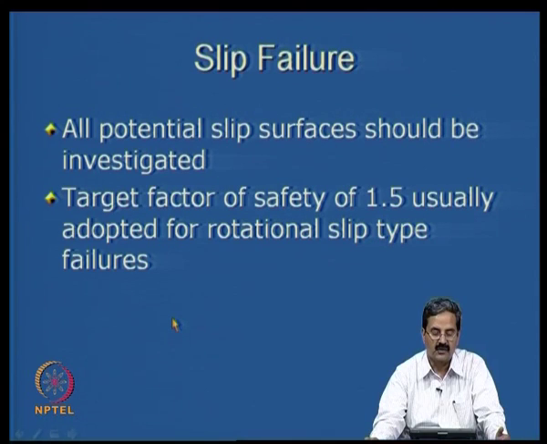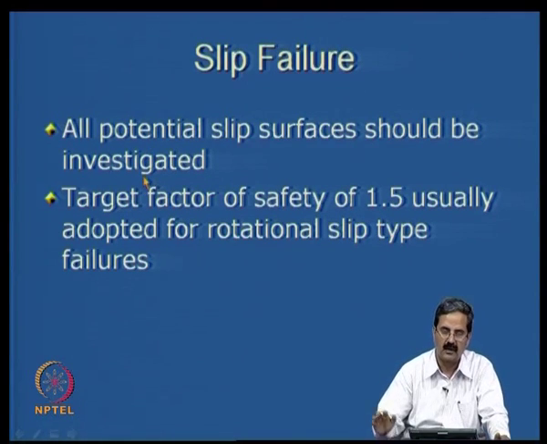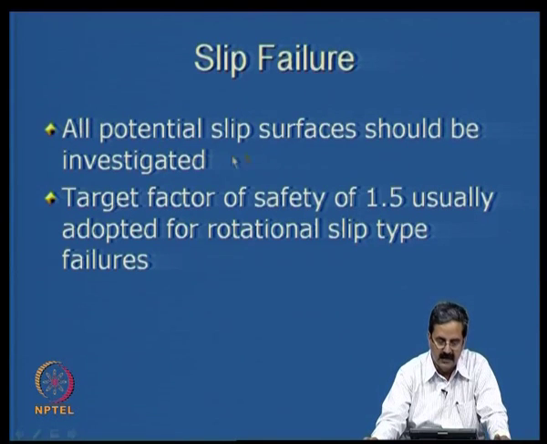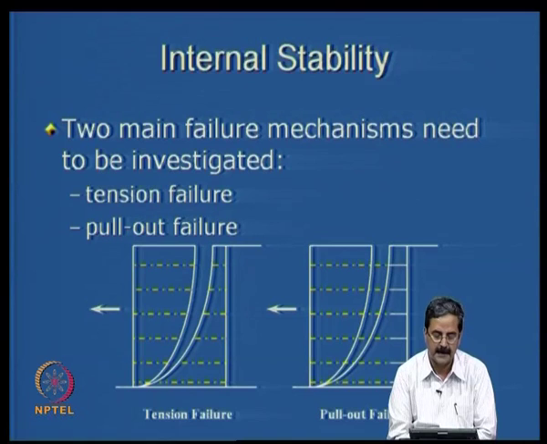Then we have to say, as I said, we are looking at all these global stability issues. You may construct a retaining wall, but it should not be located in a slip surface. So, all potential slip surfaces should be investigated, and a target factor of safety of 1.5 is used in this case. That is what you saw was external stability.